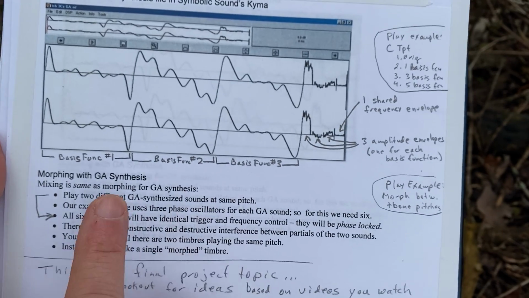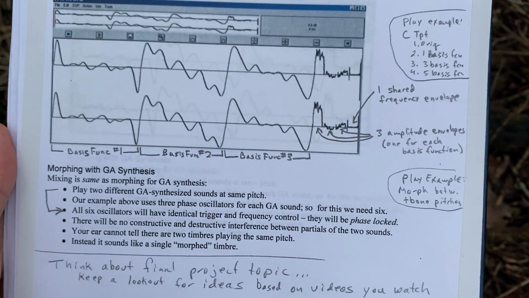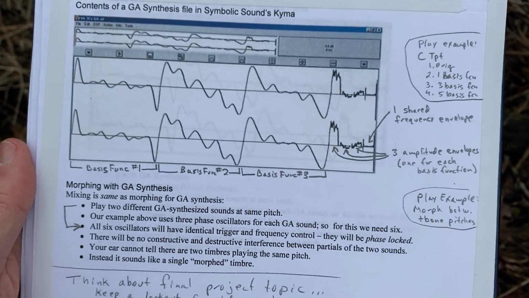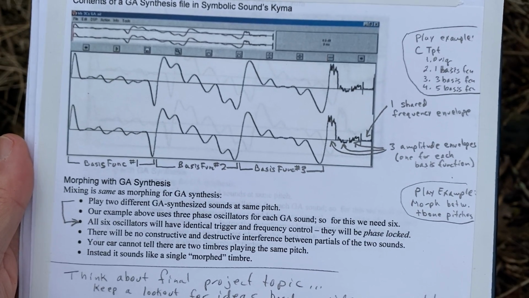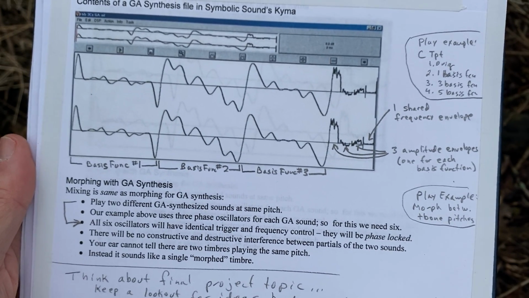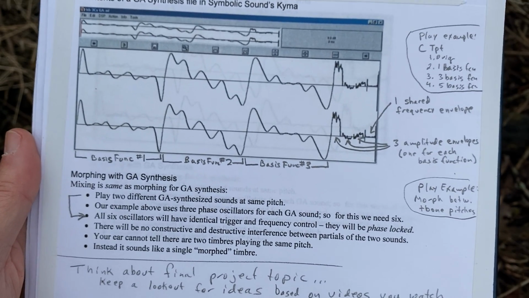In this wavetable stuff, in this additive synthesis, you're using these complex basis functions or these wavetables. At that point, you're not getting constructive and destructive interference because they all have the exact same frequency envelope. So I'm going to play you an example here.